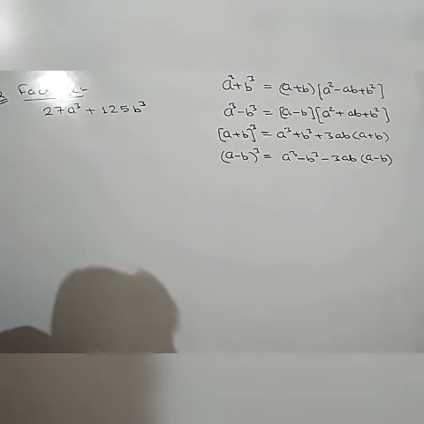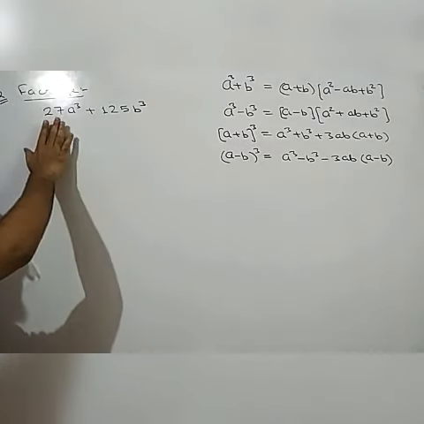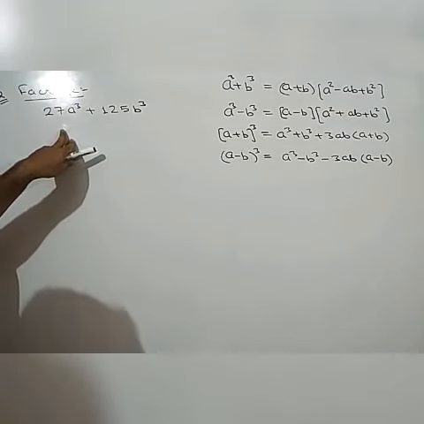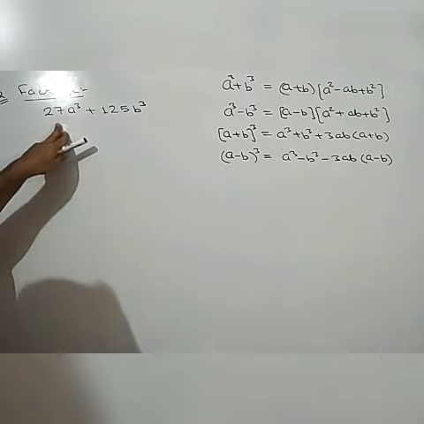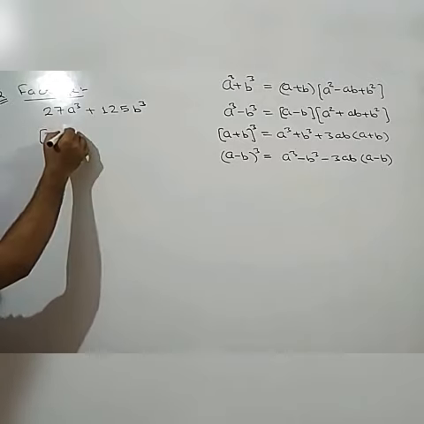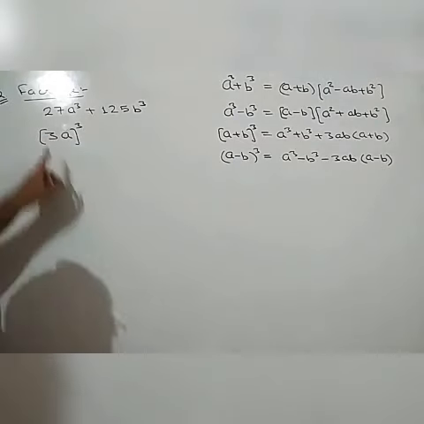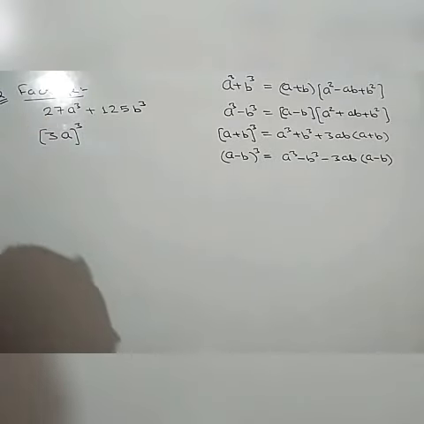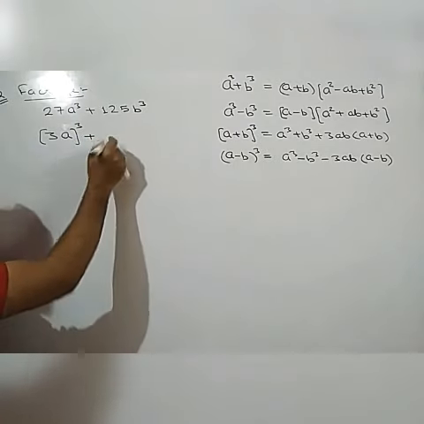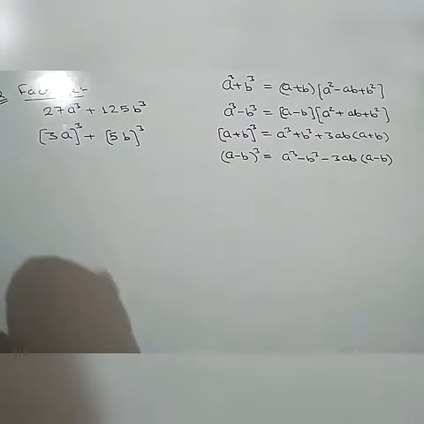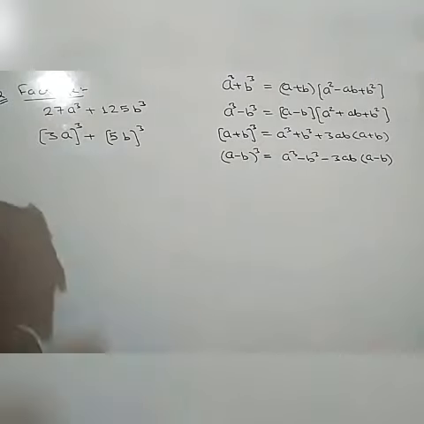So now what can we do here? Is there anything common? No, nothing is common in these two terms, but we can convert them in terms of whole cubes. How? This 27 can be written as 3 whole cube, because 3 cube is 27 and a cube is a cube. So 27a cube can be written as 3a whole cube. Plus 125 can be written as 5b whole cube, because 5 cube is 125 and b cube is already b cube. So it can be written as 3a whole cube plus 5b whole cube.